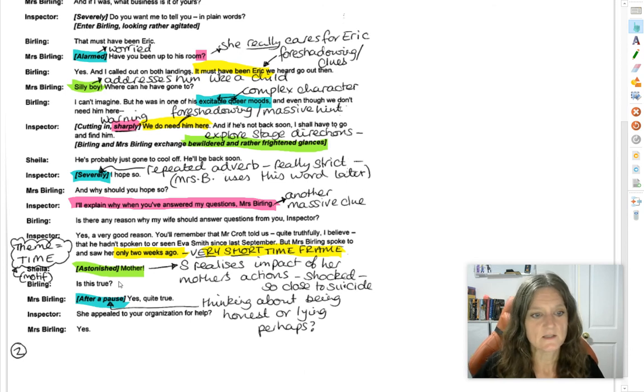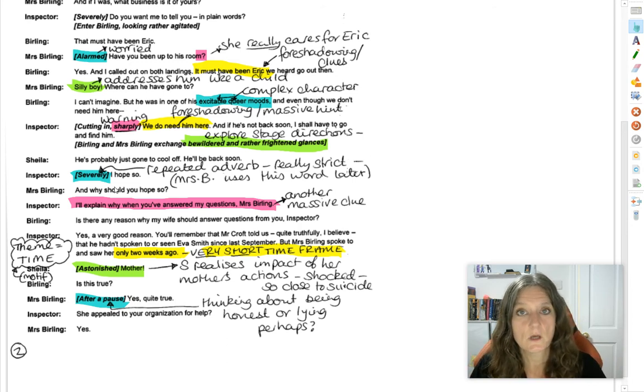Mr. Birling says, "Is this true?" And Mrs. Birling pauses. So again, remember to explore the stage directions. Mrs. Birling pauses. "Yes, quite true." Was she thinking about lying there? She decides to be honest. I think she realizes she has to be honest, exactly as Sheila warned her. So in that pause, she's deciding whether to pursue the truth or continue with her lies, which is kind of ironic since she accused Eva Smith of lying, and that was one of the main reasons why she didn't get her help.